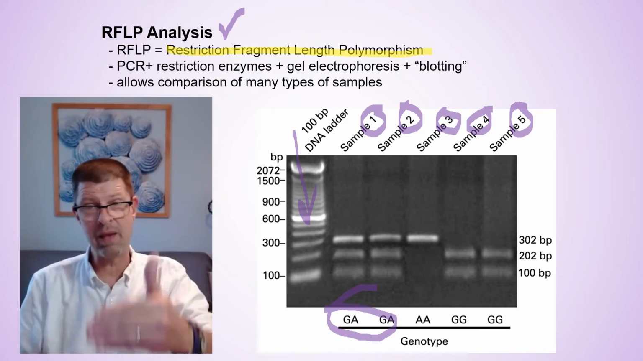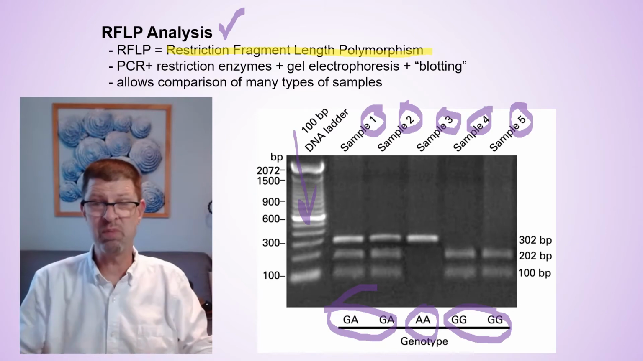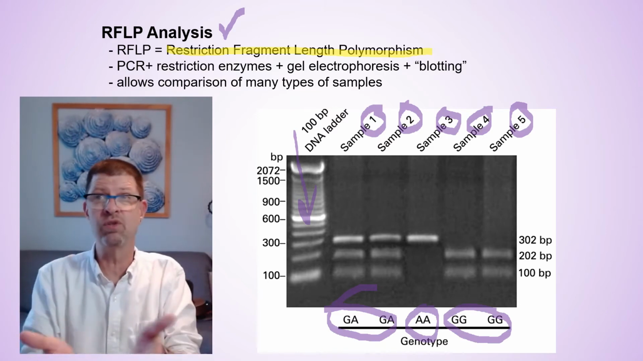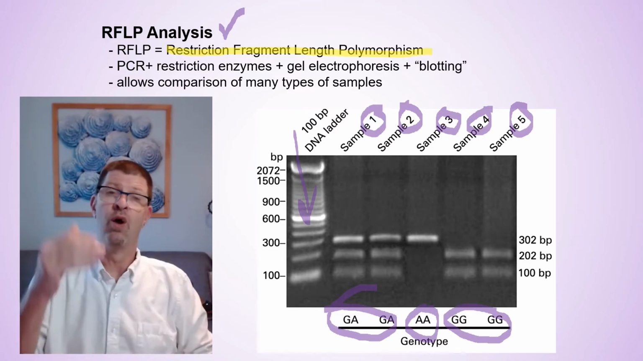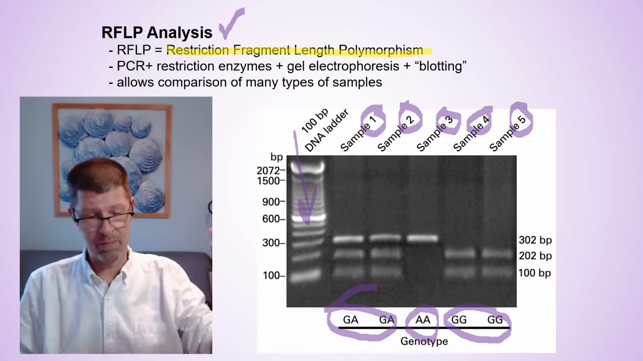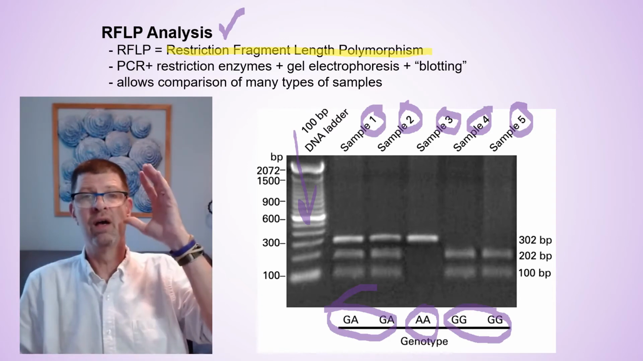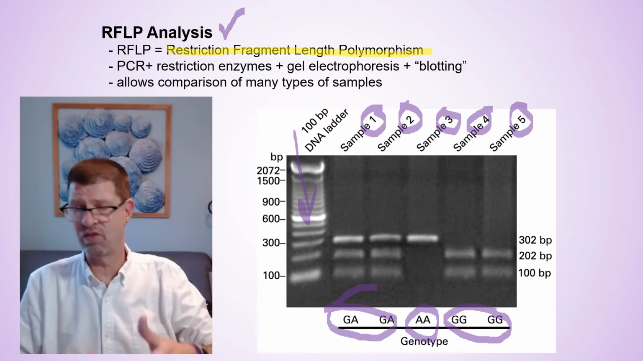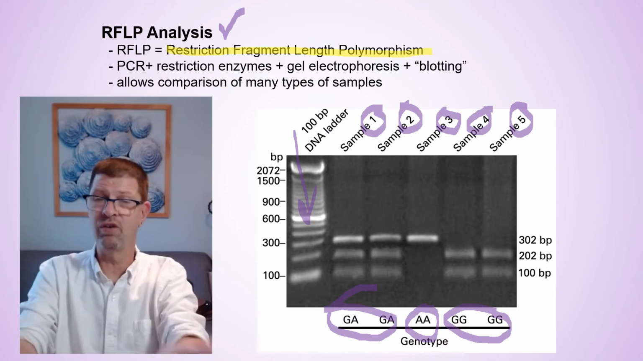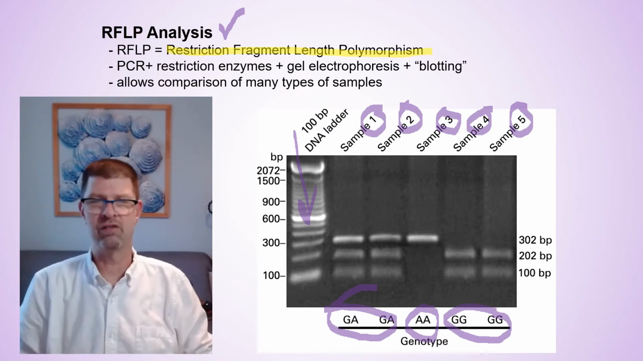They're showing the same banding pattern. And these two samples are the same. They're showing the same banding pattern. And this one is different from each of the other two. Just by doing that, we can make some conclusions about where these samples came from. RFLP analysis. We do the PCR, polymerase chain reaction. We apply the restriction enzymes. We sort them out by size, and we do it in a way that allows us to compare them. That's called RFLP analysis. Very cool.